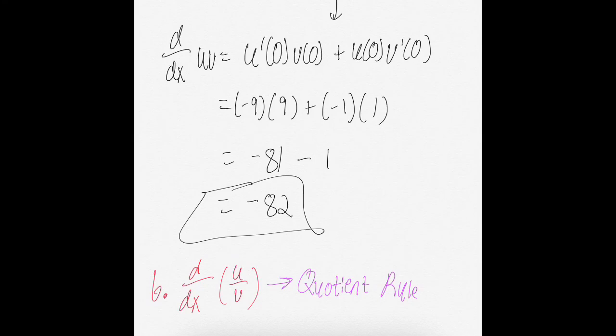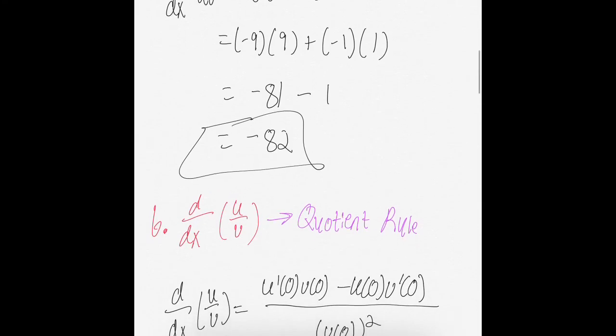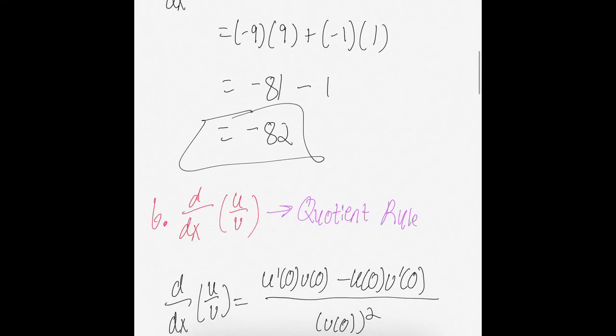Part B now asks us to find the derivative of u over v, the quotient u over v. So that brings us to another appropriately named rule. We're going to use the quotient rule this time. Now the quotient rule tells us, and this one is a little bit easier to get confused, so definitely make sure that this is one that you're comfortable with.